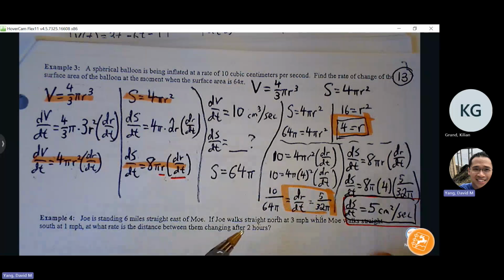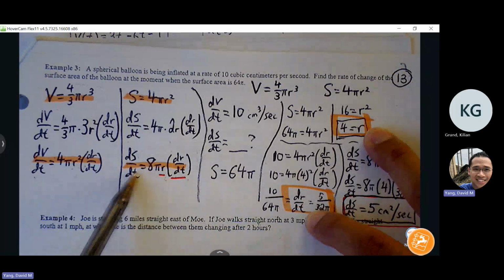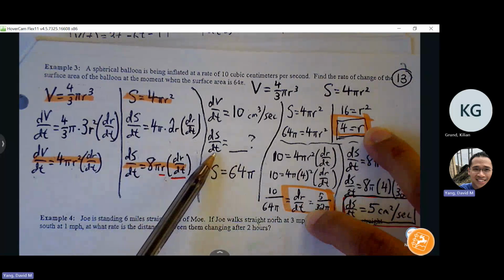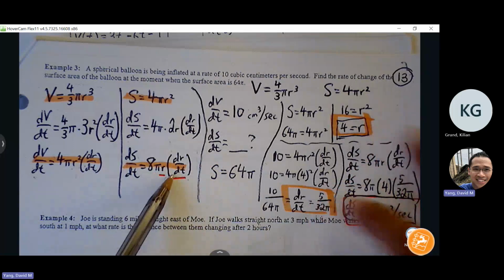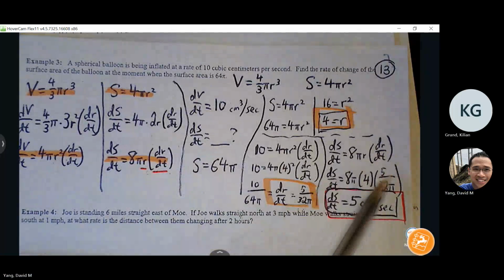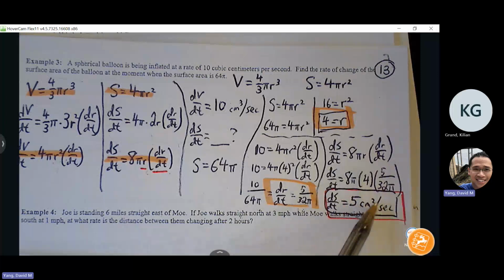So these are the two things that we need for my ds/dt, which is ultimately the variable I'm looking for. So 8 pi times 4 times 5 over 32 pi. Clean all that up. I get 5 centimeters squared per second.